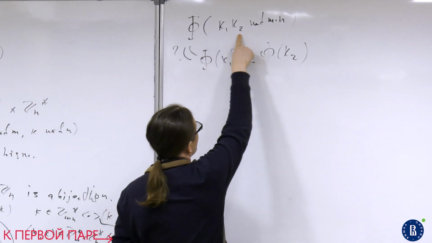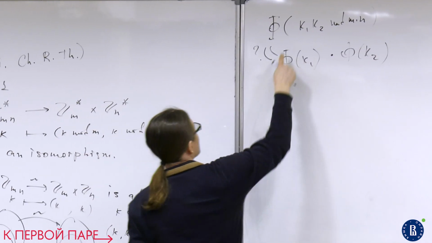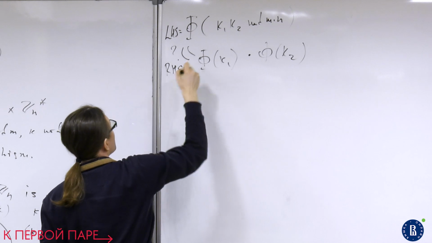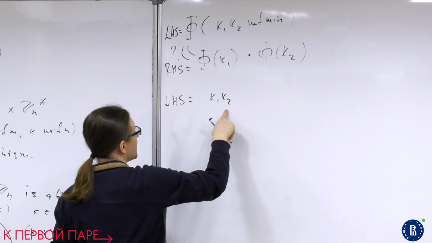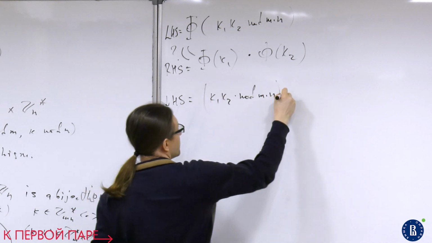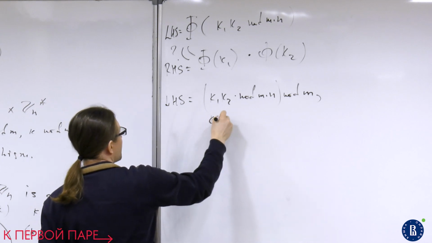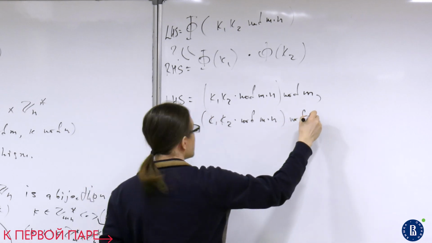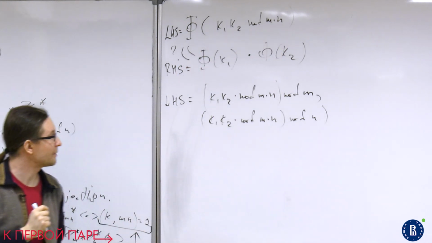So if we have k1 times k2 modulo mn, then we should map this element to this pair. So let's say left-hand side and the right-hand side. So the left-hand side, just by definition, is what? k1 times k2 modulo m times n, and then modulo m. And the second factor will be k1 times k2 modulo m times n, and then modulo n. So this is the image of this element under capital phi.